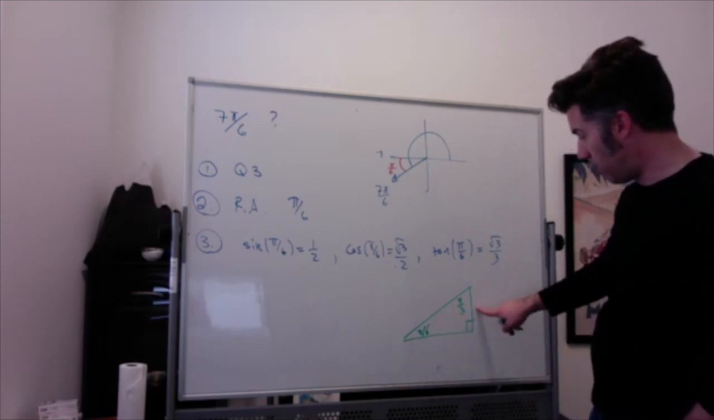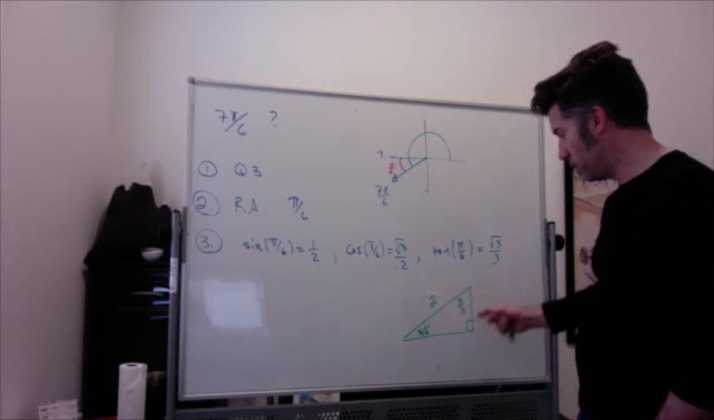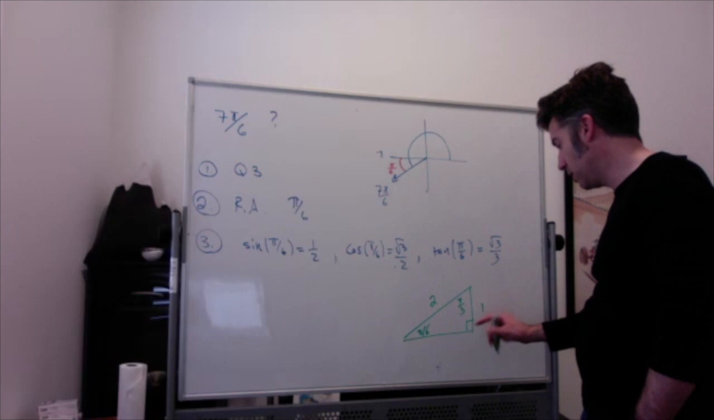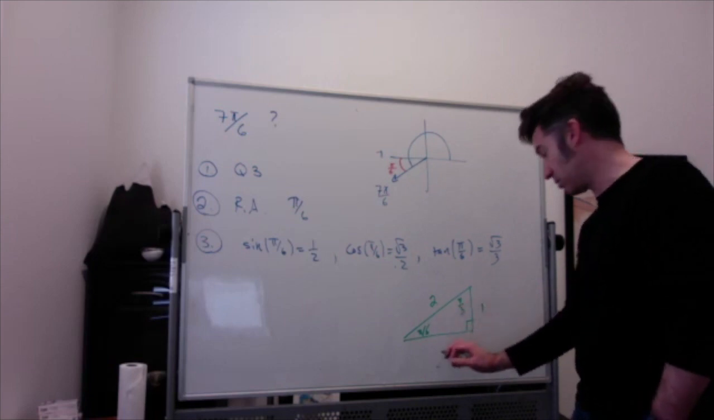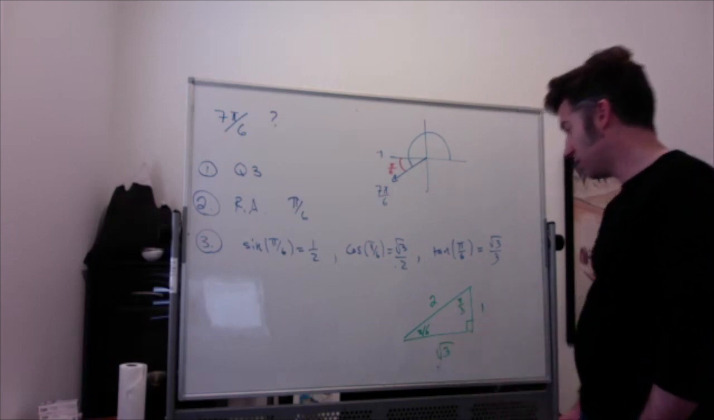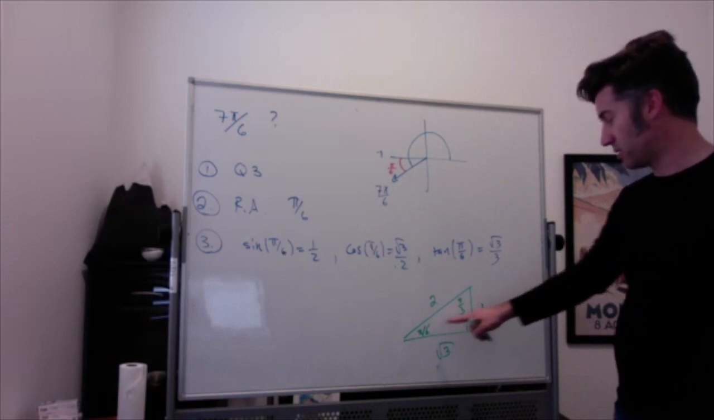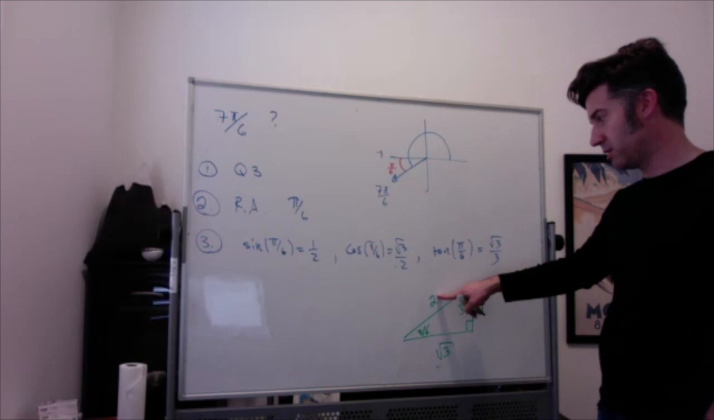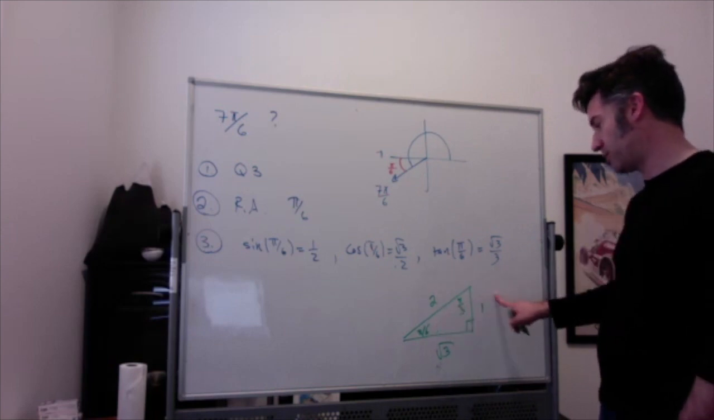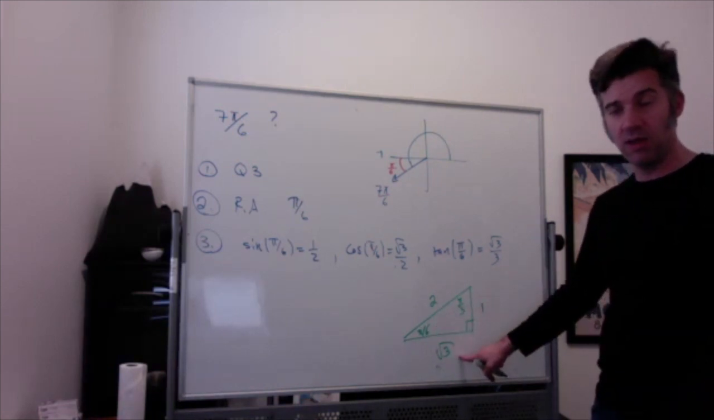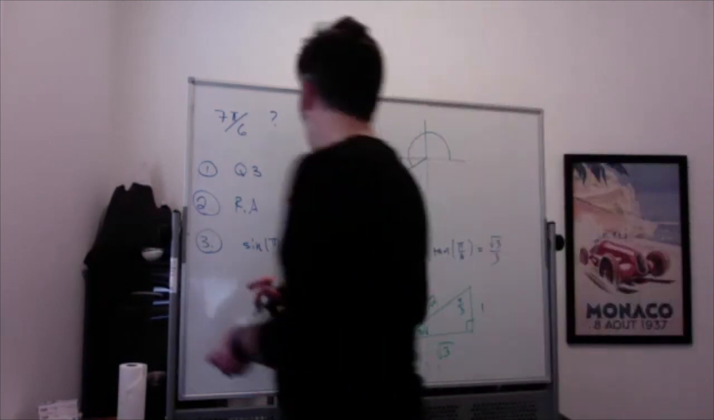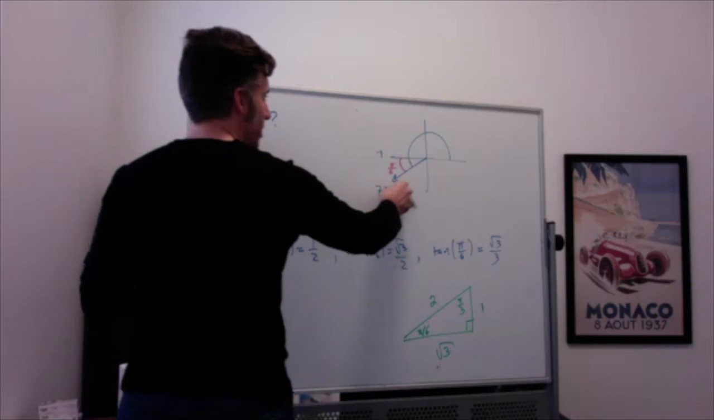I know that the longest side is 2. The smallest side, which is opposite the smallest angle, is 1. And the medium side, which is opposite the medium angle, is the square root of 3. So I know that sine of pi over 6 is opposite over hypotenuse. Cosine of pi over 6 is adjacent over hypotenuse. And tangent of pi over 6 is opposite over adjacent, which is 1 over root 3, which I rationalized as root 3 over 3.